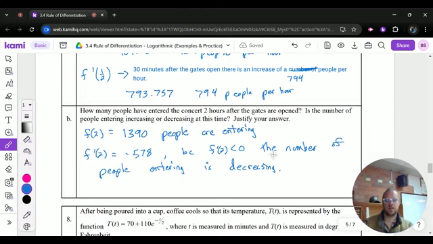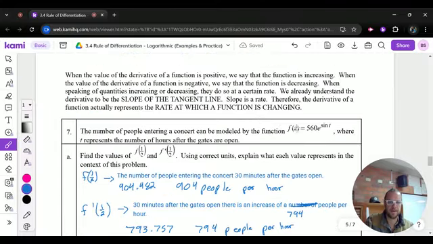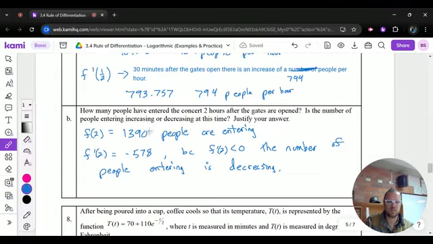All right. And so what it's just telling us, which makes sense, 2 hours after the gates have opened, we would imagine that there are less people because most of the people have already arrived. We also know how many people are currently entering our concert, right? Because it tells us the number of people entering the concert is that original function up here. Okay. So that's how many people are entering per hour.